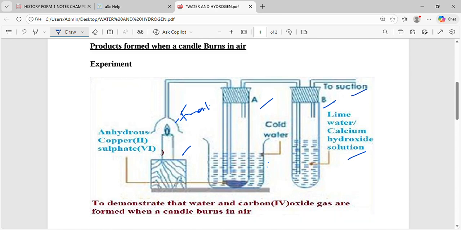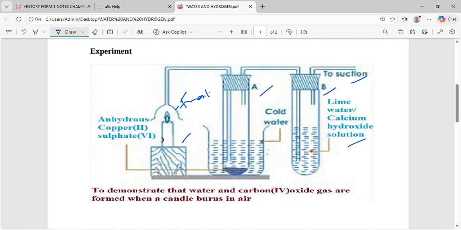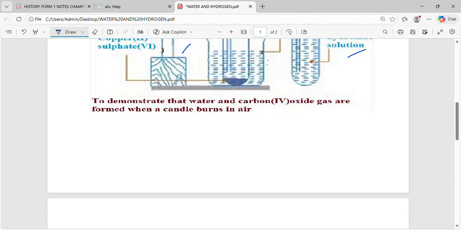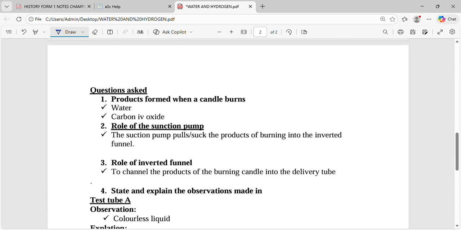This diagram must be understood well so that you can be able to answer the questions that follow. Questions asked in this diagram: number one, you may be asked to name the products formed when a candle burns. The products formed are water and carbon dioxide. Number two, you may be asked the role of the suction pump.